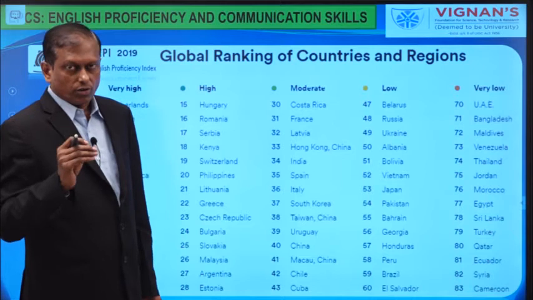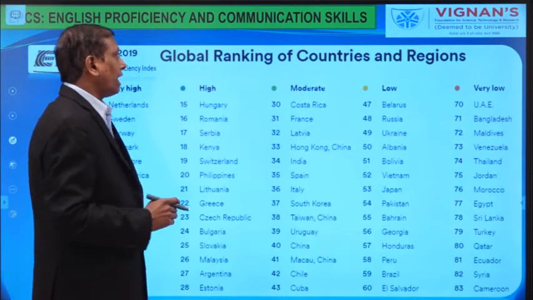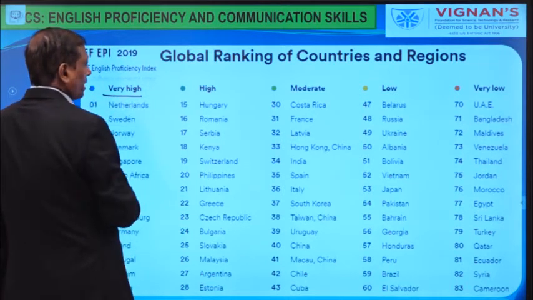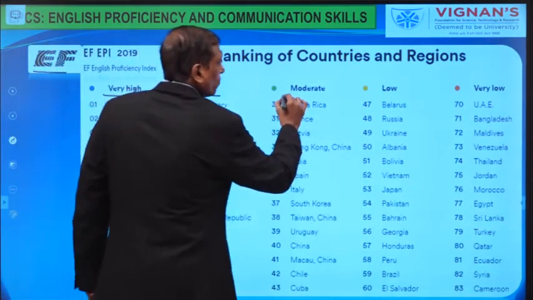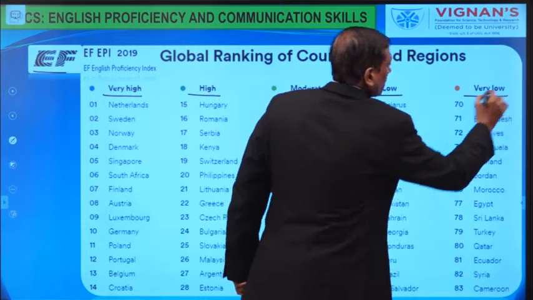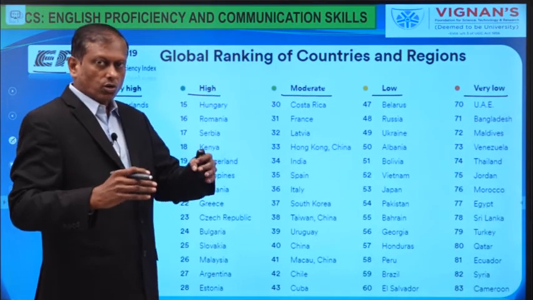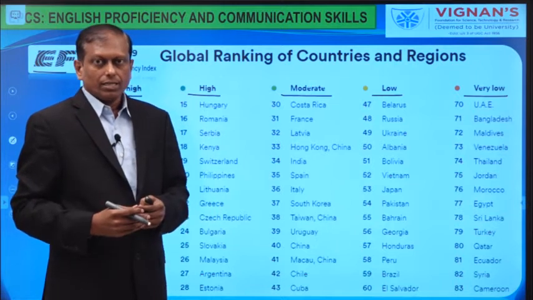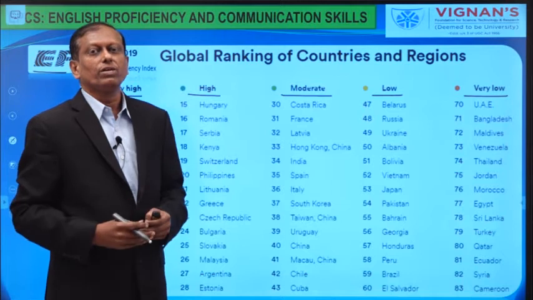The students' performance from that country would be considered as a parameter, and they give 5 levels: very high proficiency of English, high proficiency of English, moderate proficiency of English, low proficiency, and very low proficiency. So all the students who have taken the examination during that year, their scores are considered and a total ranking would be given to a country.